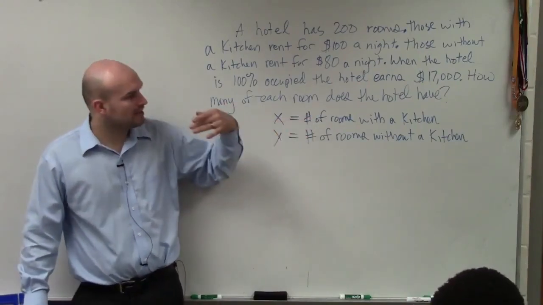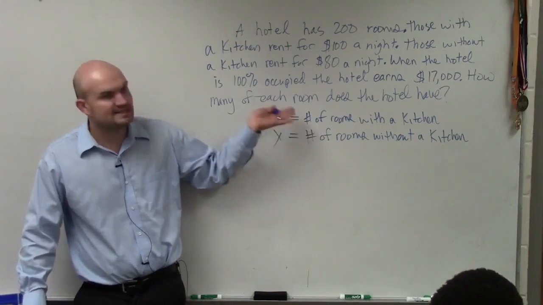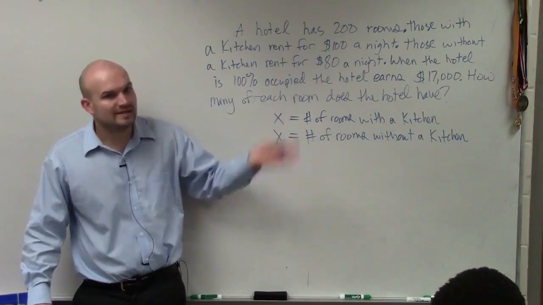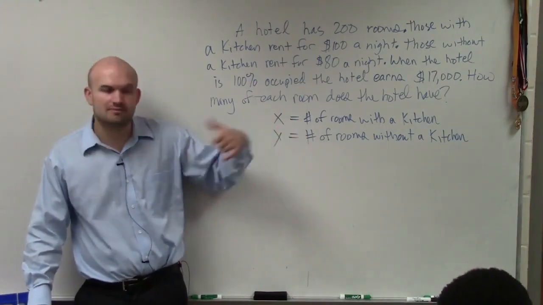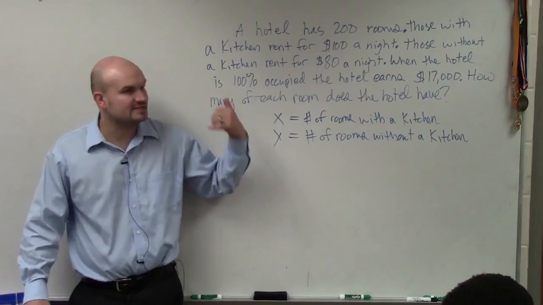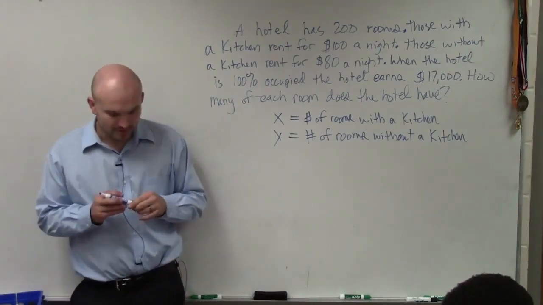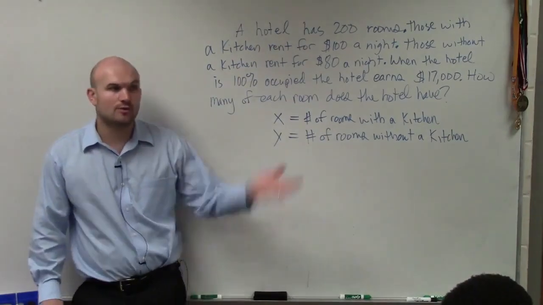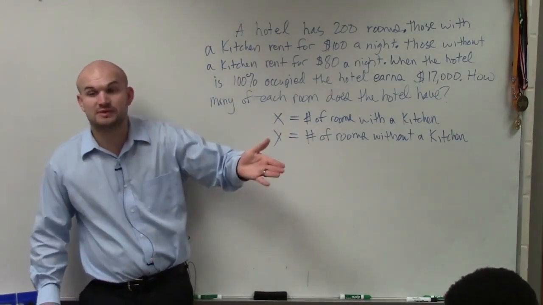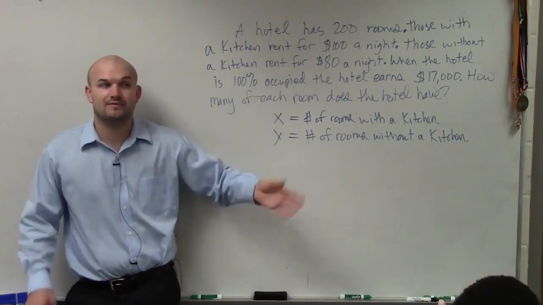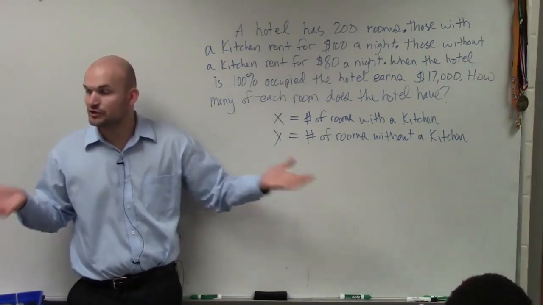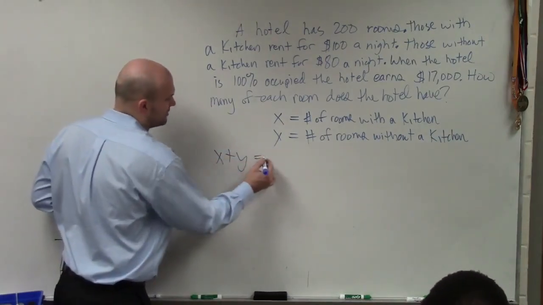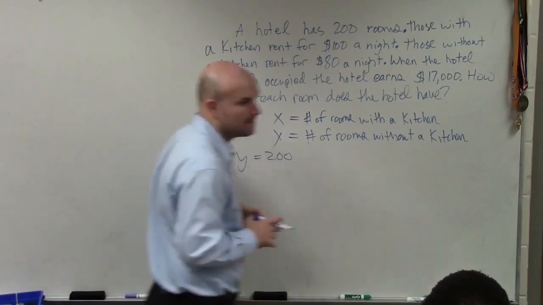But the whole key to being able to solve this is identifying your variables. Because once we have variables, to solve for variables, we need to create equations. And this is usually the most difficult part of the process, creating these equations. Well, one equation says the hotel has a total of 200 rooms. So you could have 100 rooms with a kitchen and 100 rooms without a kitchen, right? That would be 200. So you're adding the number of rooms together. So I can just say x plus y equals 200. That's one equation.